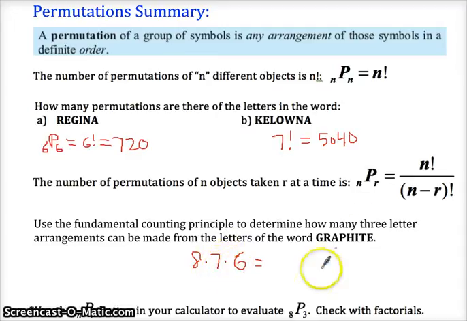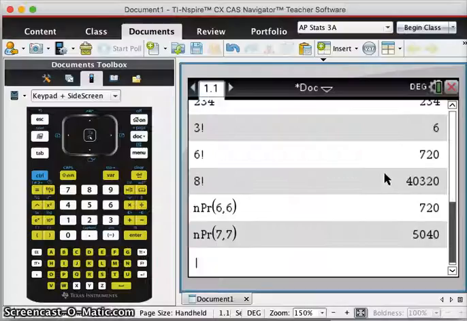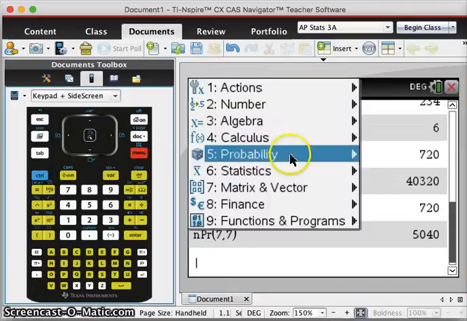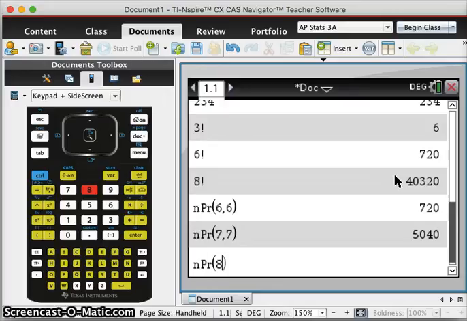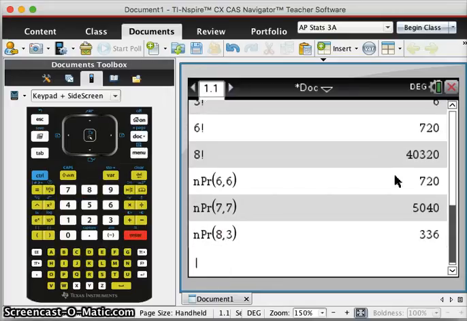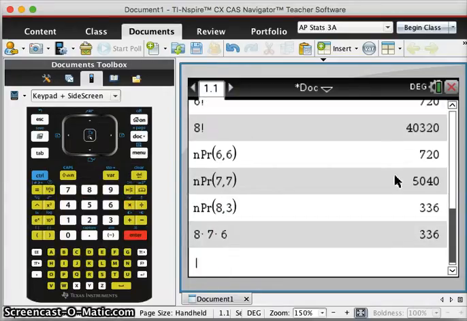But notice that would be the same thing as starting with 8 objects and permuting them 3 at a time. We would get this answer. But man, the calculator's faster. I would use nPr, so menu 5, 2, and then you just go 8, 3, bam, it does that for you. And notice that's the same as 8 times 7 times 6, but it's a lot faster, especially as these numbers get bigger. It's a lot faster to use the permutation button. All right, so that's 336.